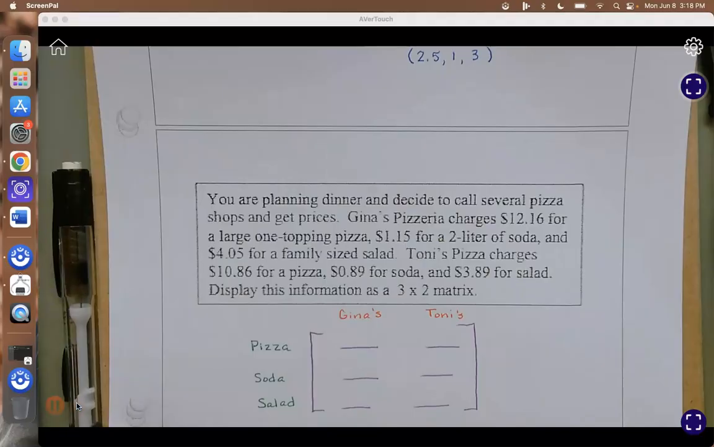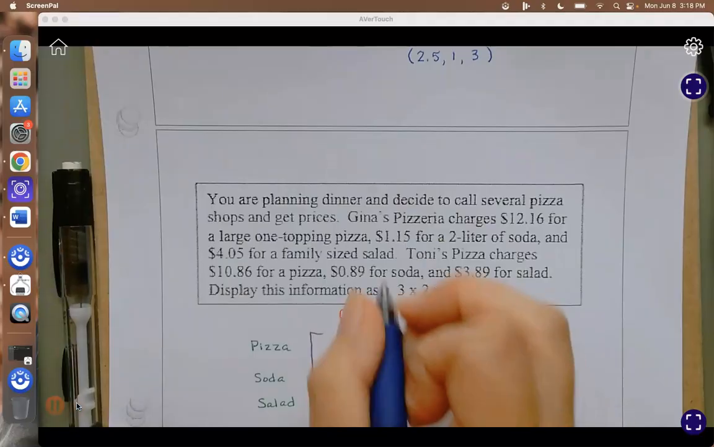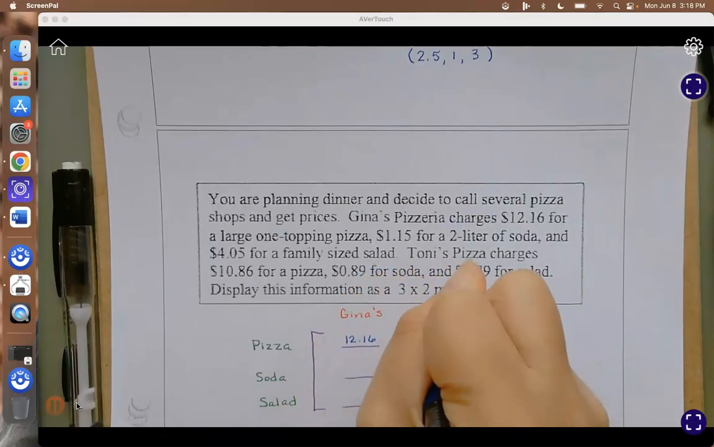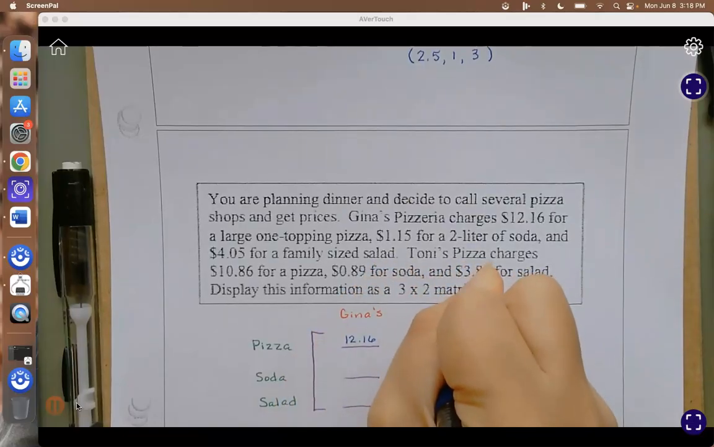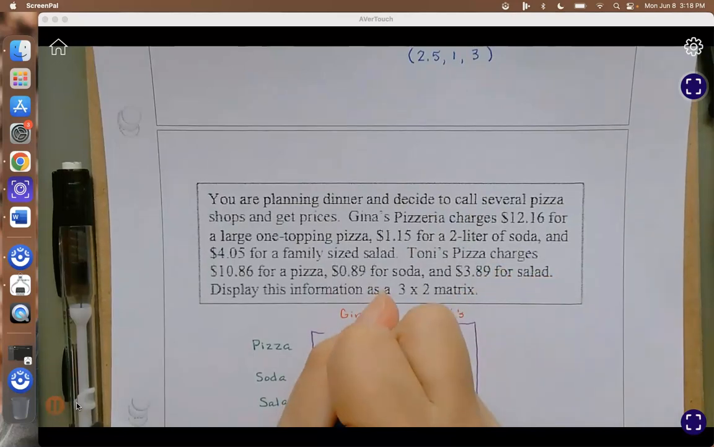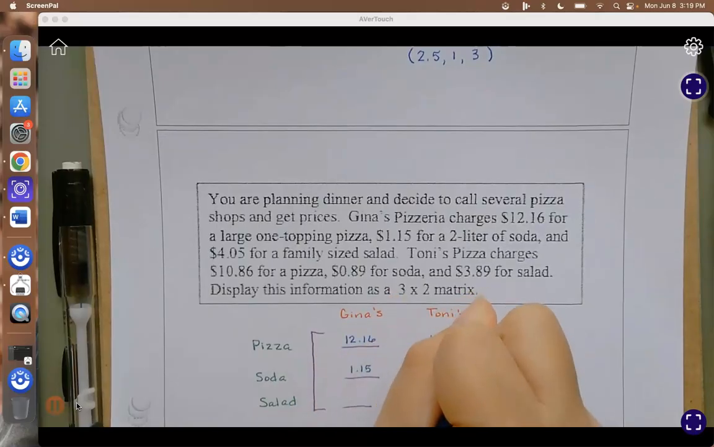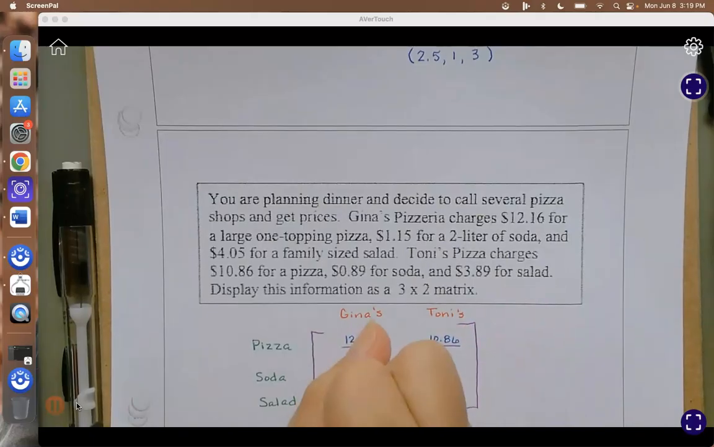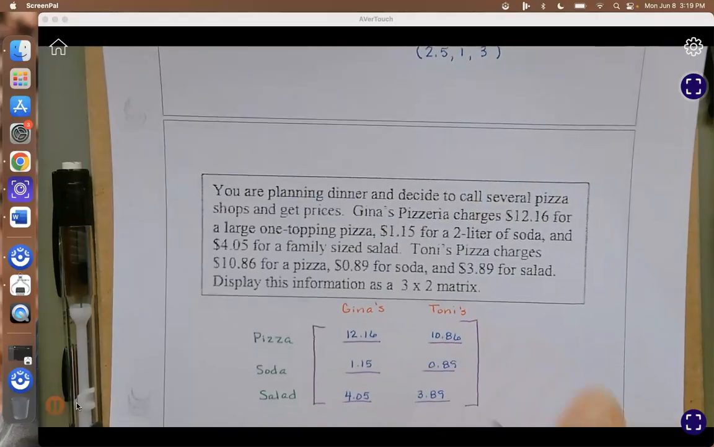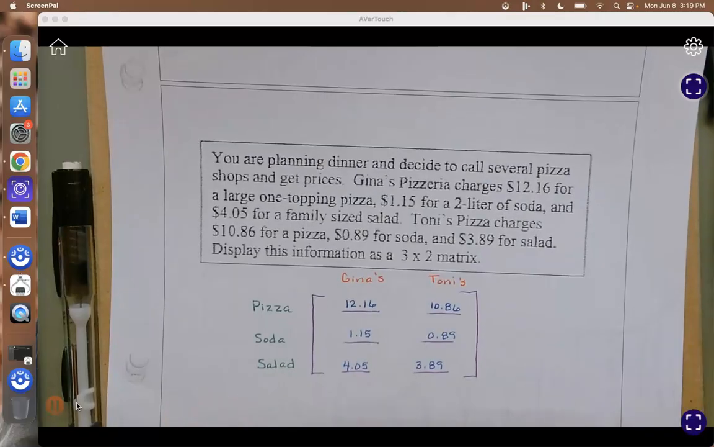Okay, so the pizza at Gina's was $12.16. Pizza at Tony's, $10.86. Soda, $1.15. Soda, 89 cents. Salad, $4.05. Salad, $3.89. And what you can do is matrices help you compare things.